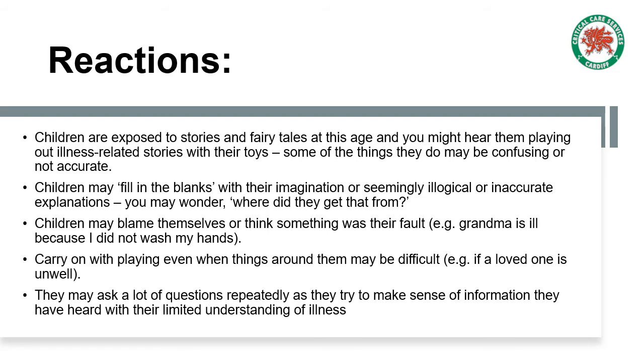What they might do or say. Children are exposed to stories and fairy tales at this age, and you might hear them playing out illness-related stories with their toys. Some of these things they do may be confusing or not accurate. Children may also fill in the blanks with their imagination or seemingly illogical or inaccurate explanations. You may wonder, where did they get that from? Children may blame themselves or think something was their fault. So for example, grandma is ill because I did not wash my hands.